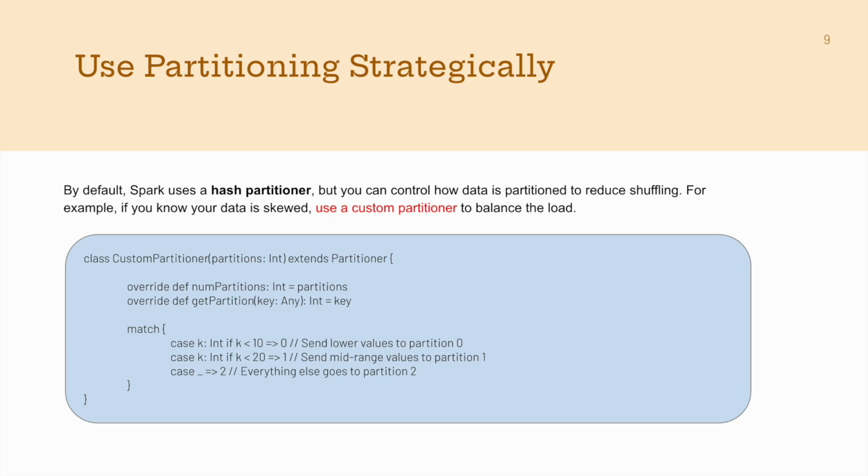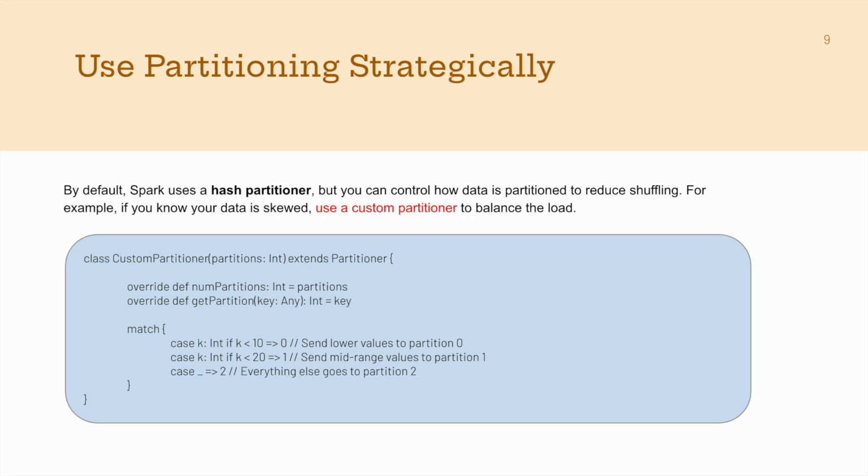Second thing that we are talking about now is use partitioning strategically. So this is very important and should be kept in mind while dealing with shuffle problems or big data Spark problems. By default, Spark uses a hash partitioner, but you can control how data is partitioned to reduce shuffling. For example, if you know your data is skewed, use a custom partitioner to balance the load.